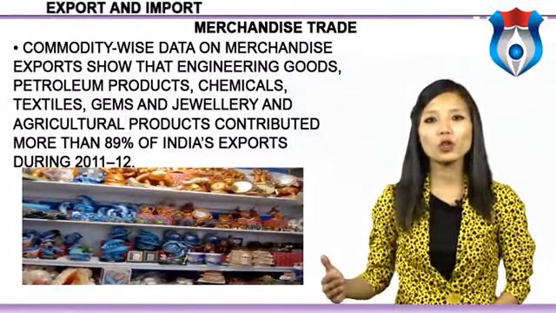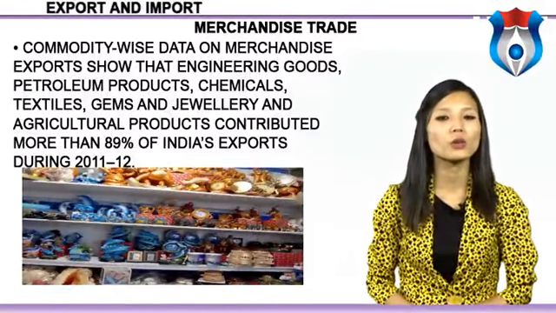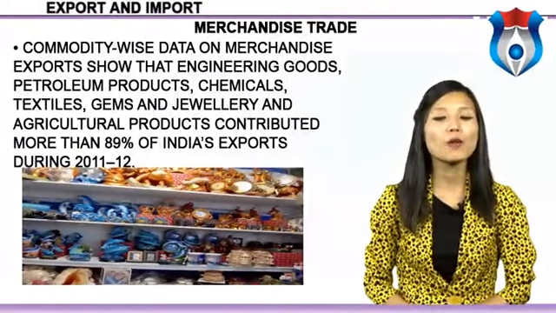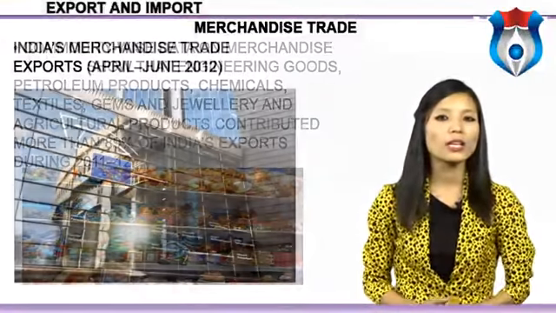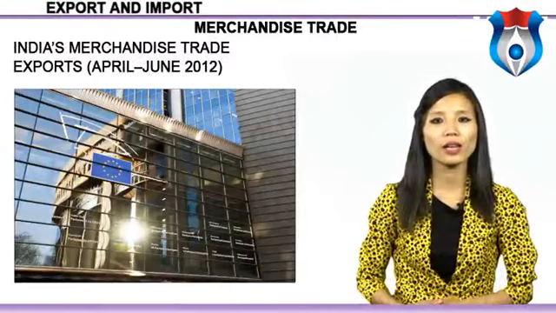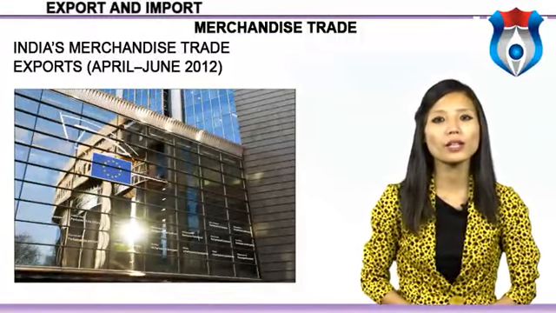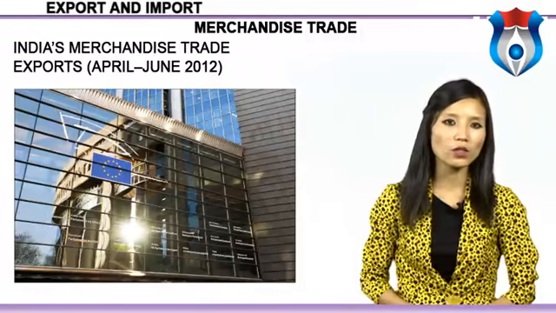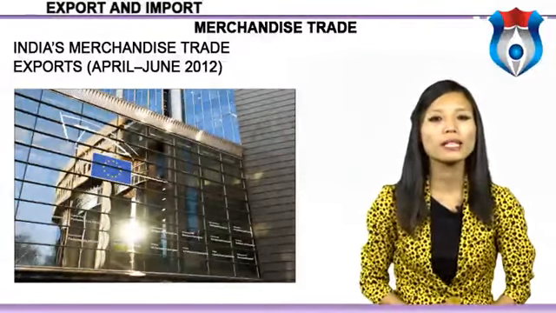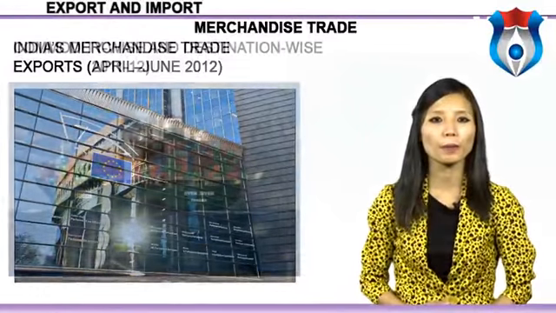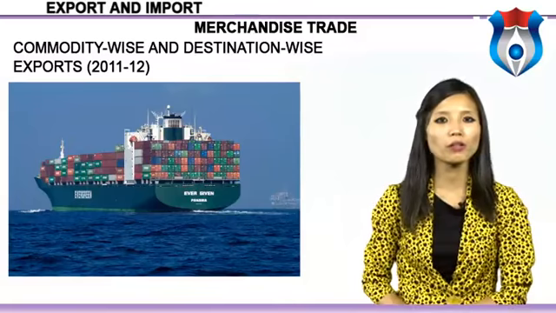While the share of European Union in India's total merchandise exports declined marginally during 2011-12, the share of OPEC countries declined by more than 2 percentage points. India's merchandise trade exports, April to June 2012. India's export growth started moderating in the second half of 2011-12, which turned negative during Q1 of 2012-13, reflecting the continued impact of the global economy. Commodity-wise and destination-wise export 2011-12.